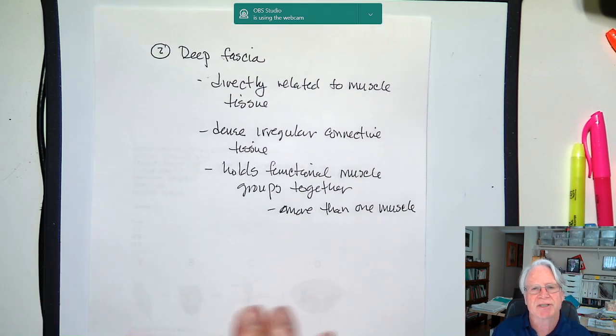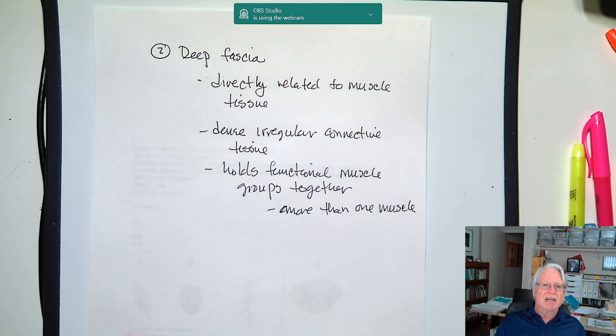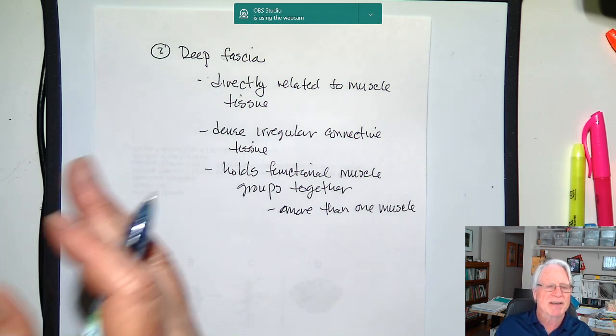So we have to talk about what is a functional muscle group. A functional muscle group is a group of muscles that are essentially doing the same thing, producing the same movement. And a classic example of that, a very excellent example, would be the quadriceps. So the vastus medialis, vastus lateralis, vastus intermedius, and the rectus femoris. Those are 4 muscles, all connected to the same structure, the tibial tuberosity, and producing the same movement. So they are a functional group. And that functional group would be wrapped up and held together by the deep fascia.